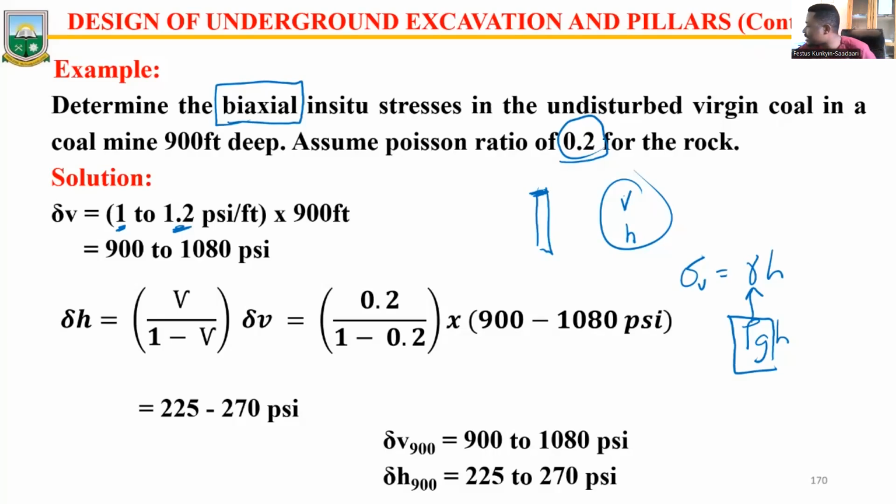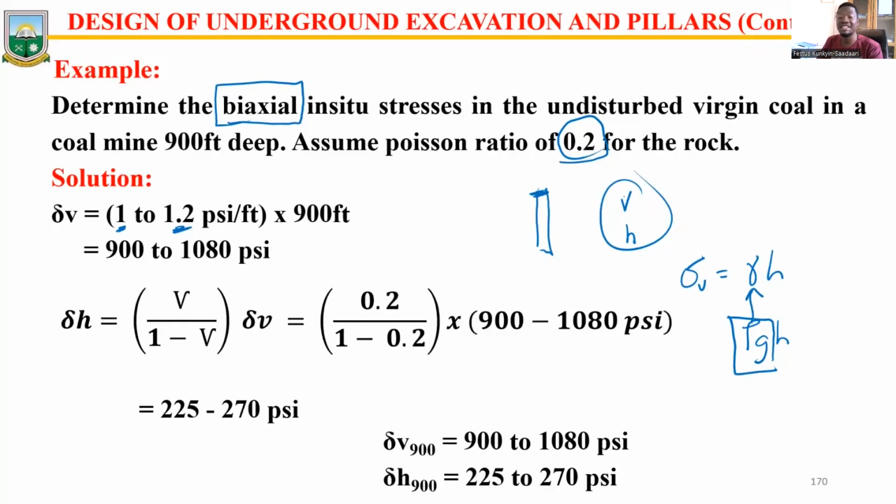But they didn't give us the exact value for the unit weight of the material. So we are going to work using estimation. And since the theory is telling us that unit weight lies from 1 psi to 1.2 psi, we are going to do it for the minimum value, which is 1, and for the maximum value, 1.2. Then we have the range.